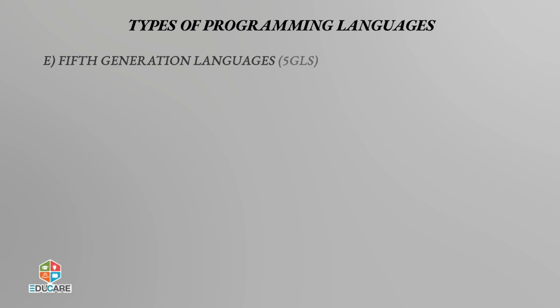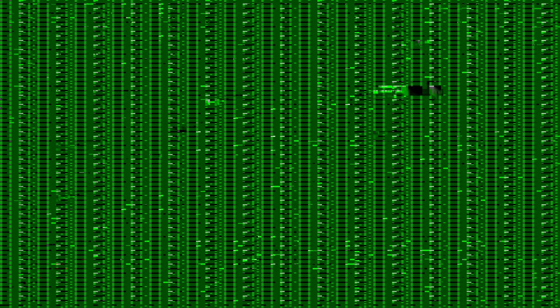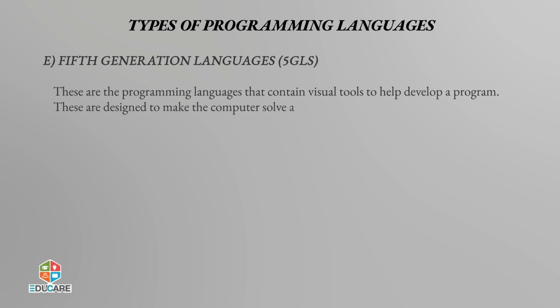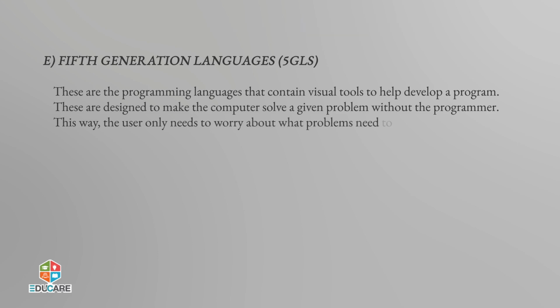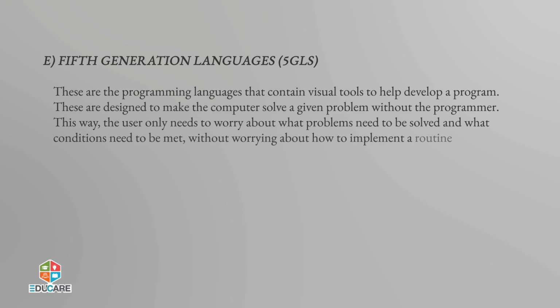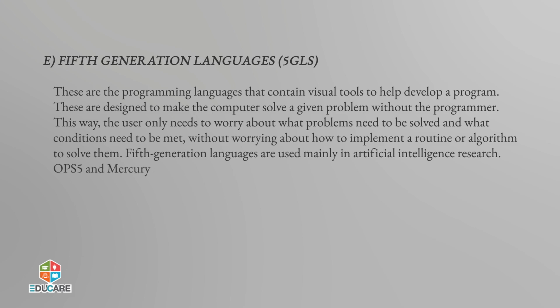Fifth-generation languages, 5GLs. These are the programming languages that contain visual tools to help develop a program. These are designed to make the computer solve a given problem without the programmer. This way, the user only needs to worry about what problems need to be solved and what conditions need to be met without worrying about how to implement a routine or algorithm to solve them. Fifth-generation languages are used mainly in artificial intelligence research. OPS5 and Mercury are examples of fifth-generation languages.